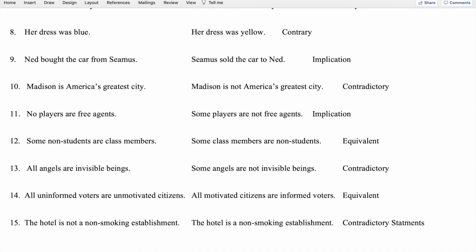So that's a review of exercise 15 on logical relations. If you have a question about any of the items on this exercise, please post them to the discussion board.